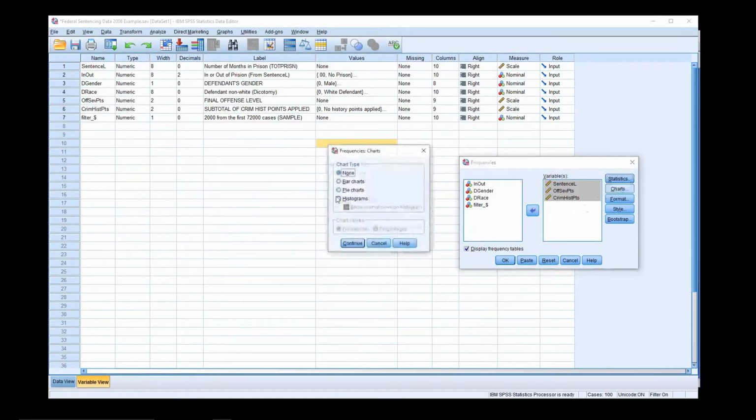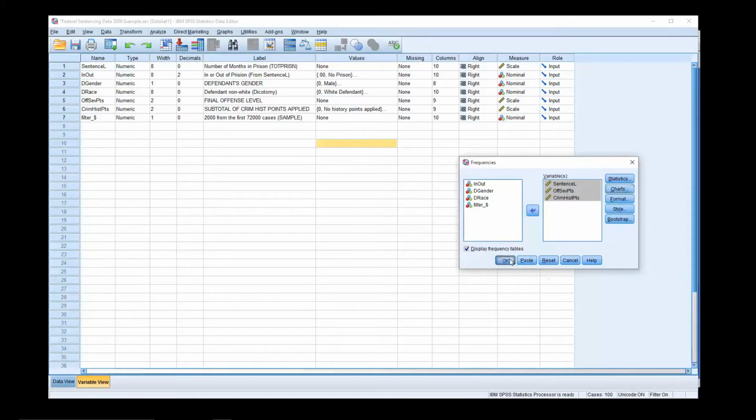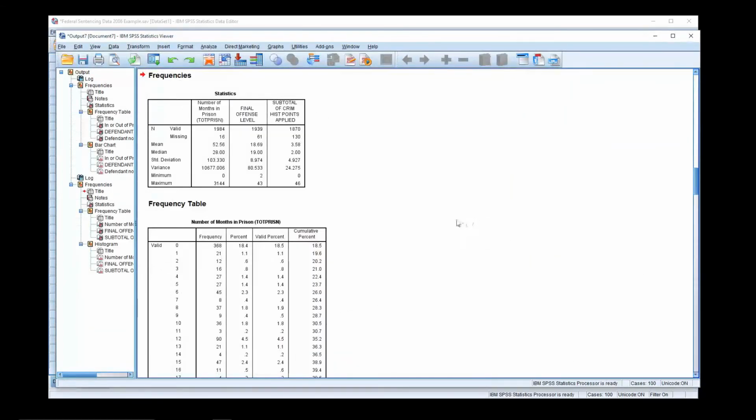For charts, I'm actually going to grab a histogram, and what this is going to do is show me the distribution of the values. Bar charts are great for dichotomous variables or ordinal level variables. Nominal level and ordinal level measurement is fantastic. But for metric level, let's grab a histogram. I'm going to click continue and click OK, and we'll go ahead and see what we have here. So when we talk about the number of months someone's sentenced to, it seems like the statistical average is about 52.5 months.